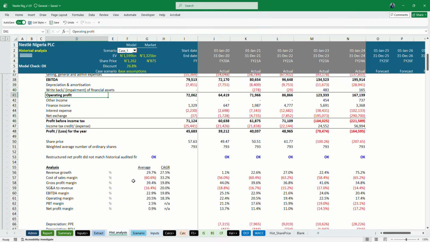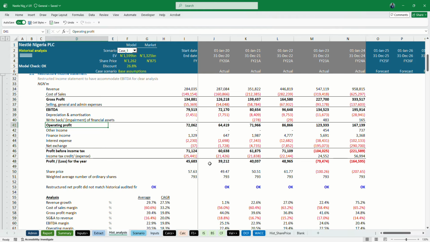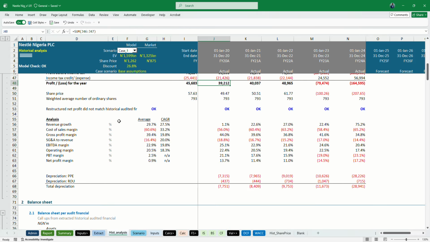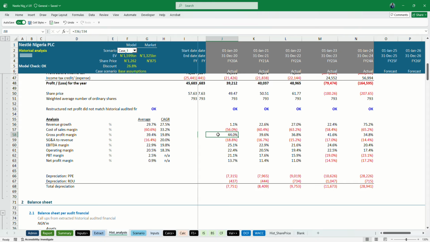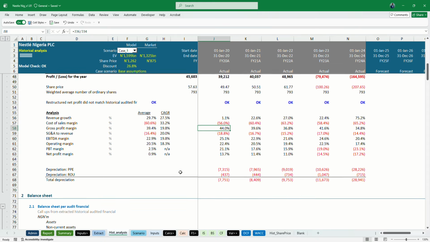So we have that, then we have the analysis. I said we are not changing their values. At the end, their profit for the year is still the same as what they've presented. Also, for the analysis of what the historical performance looks like, we have notes in the report too, in case you want to go through that.